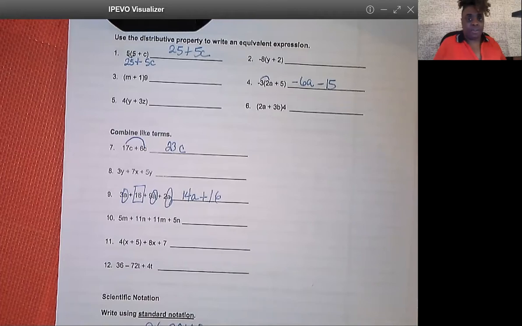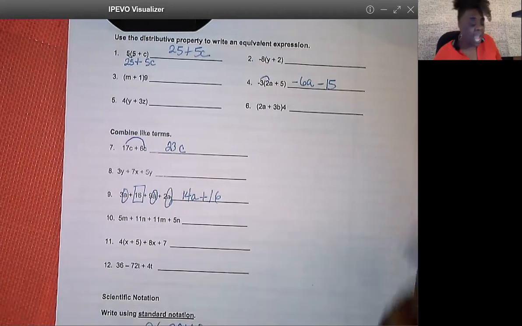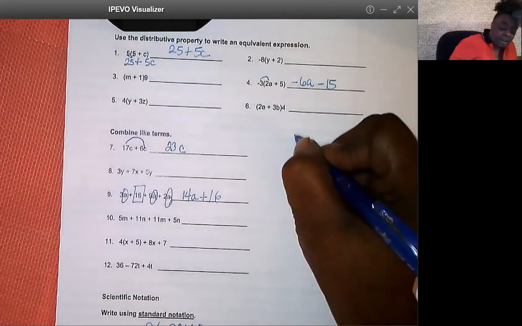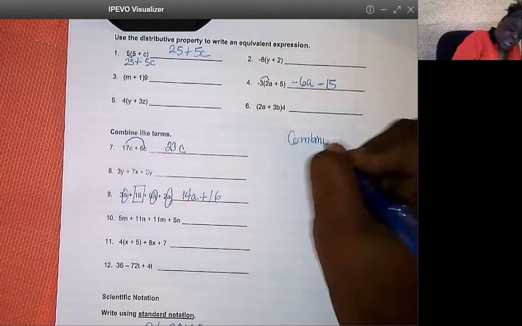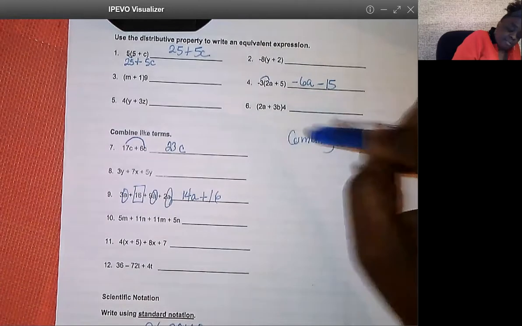Now, just to review what we've gone over so far, we've been over combined terms, we talked about the distributive property, and we talked about scientific notation in the forms of writing, going from scientific notation to standard form and from standard form to scientific notation. So if you could go ahead and finish the remaining problems and I can answer any questions that you may have. So you're going to use your combining like terms.